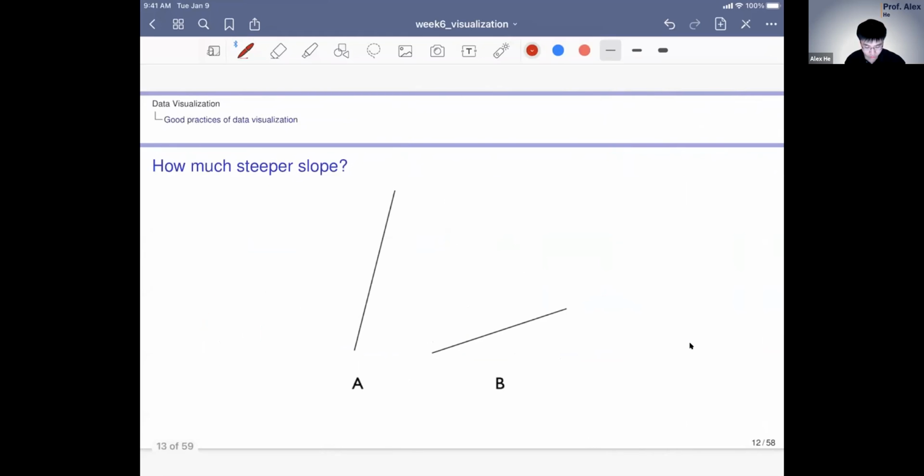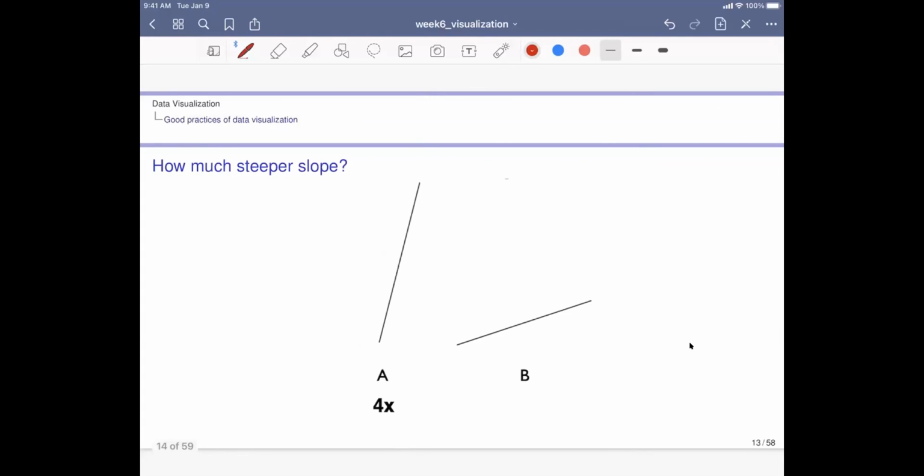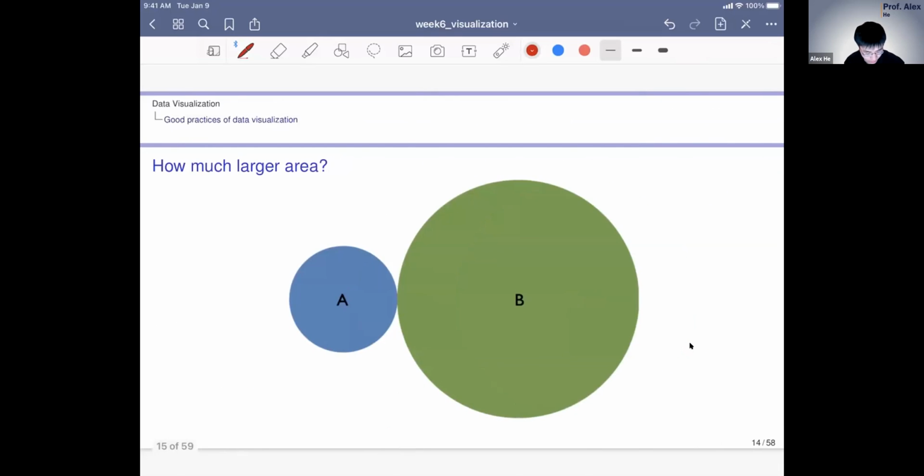So in this figure, these are two linear straight lines. Okay, and one is A, one is B. A is steeper than B, right? But how much steeper is A? 3 times. It's actually 4 times, but pretty close.